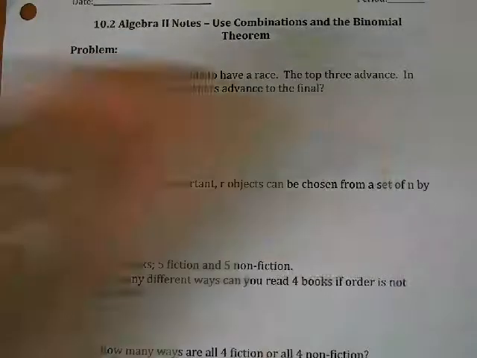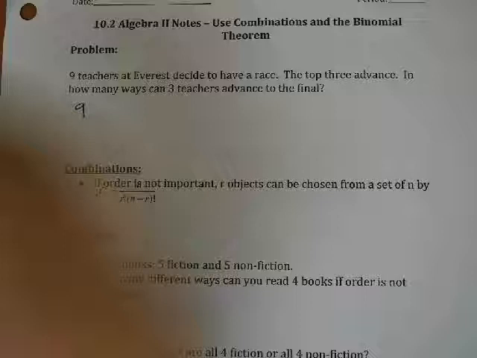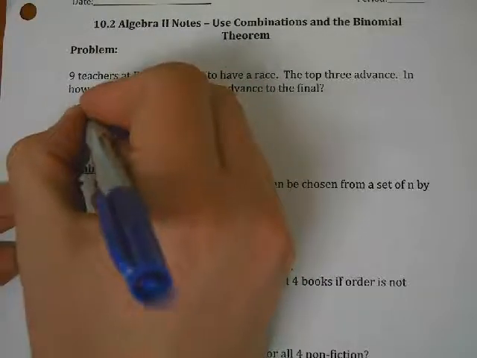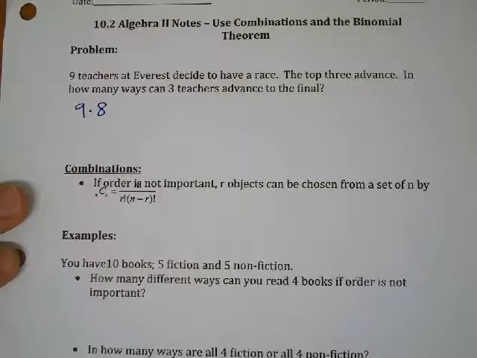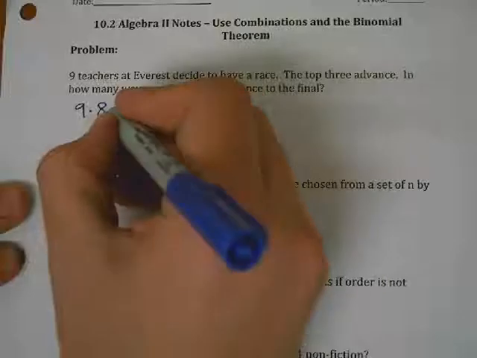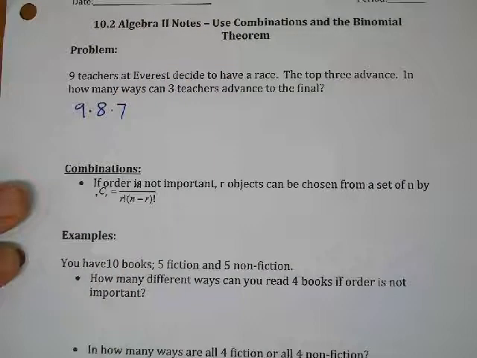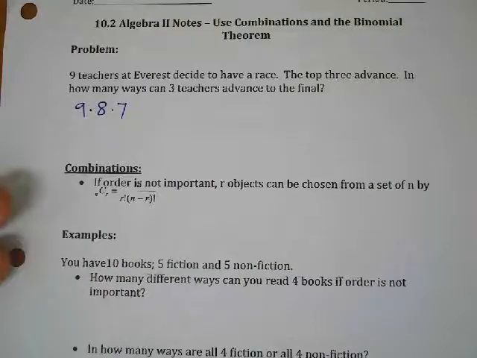There are 9 ways we can pick a winner. Once we pick a winner, there are 8 ways to pick a second place finisher, and 7 ways to pick a third place finisher. So this so far looks exactly like we've done before, but it's too big. And here's why it's too big.